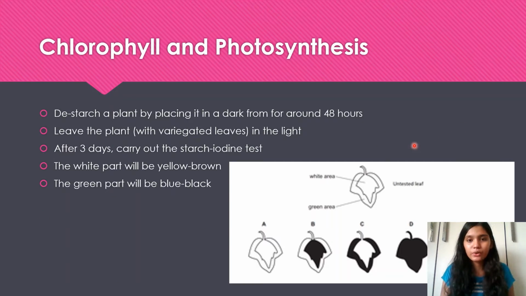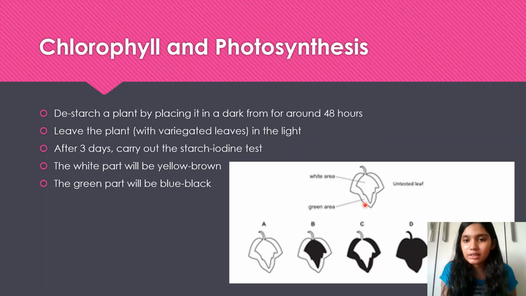Okay, next, chlorophyll and photosynthesis. This is a really important concept and I've even pasted an MCQ question below. So again, you first destarch the plant and then you use a plant with variegated leaves. Variegated leaves means white areas as seen here and green areas as labeled here. So you destarch the plant, then you leave the plant in the light for a few days, and then you carry out the starch iodine test.